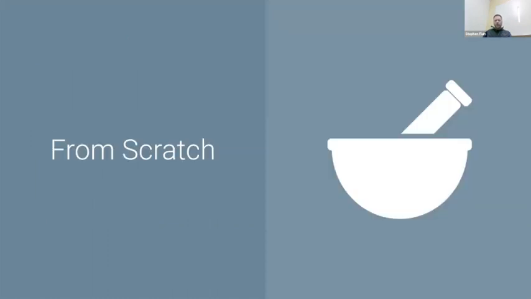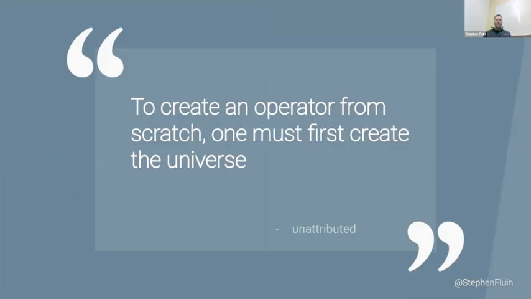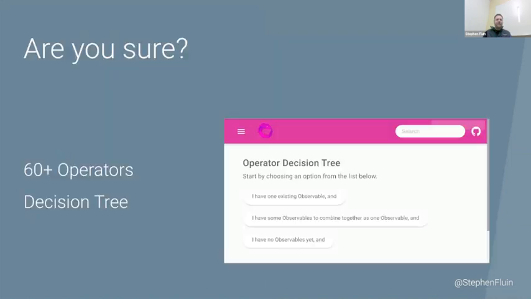So sometimes you do want to create one from scratch. This code is unattributed. I think I made it up, but I'm not sure. To create an operator from scratch, one must first create the universe. A little riff on Carl Sagan's apple pie quote.